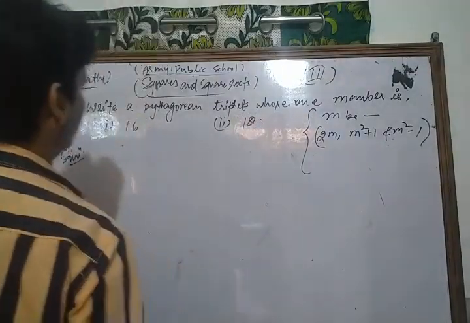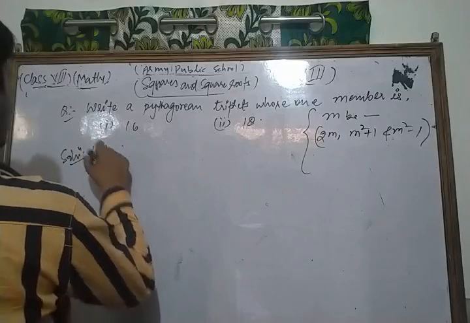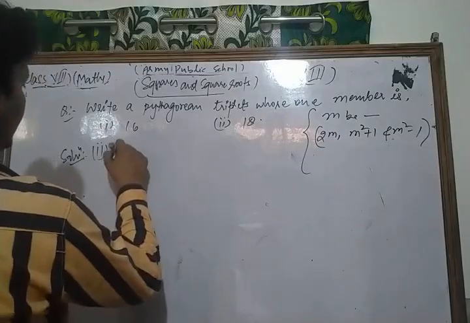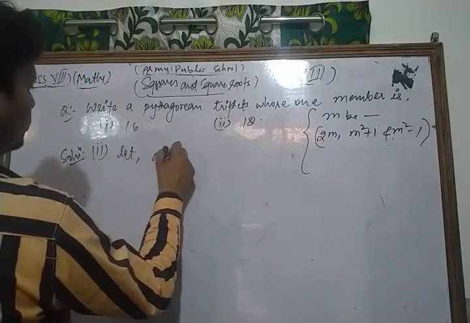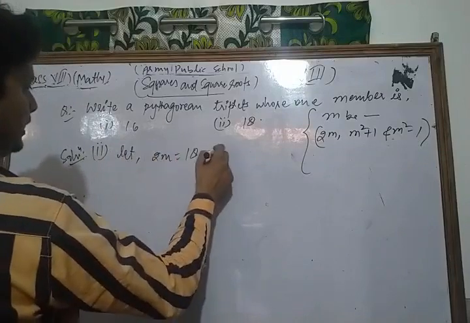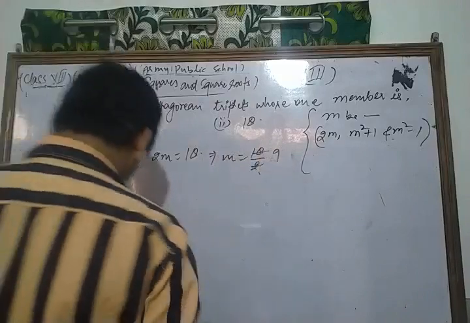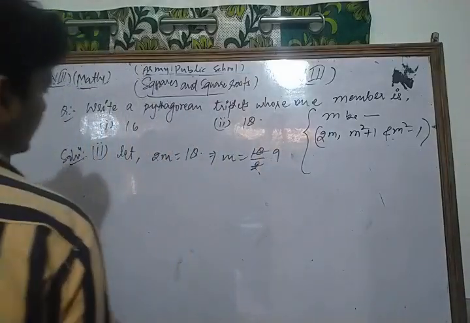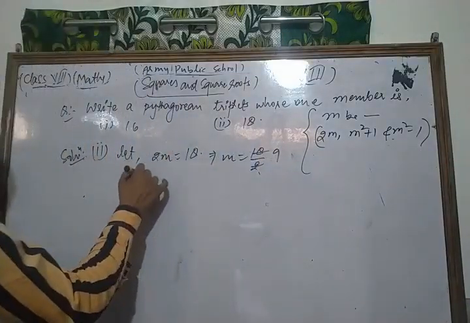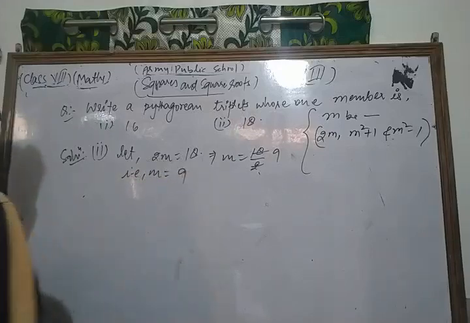Now we take and solve the second part of this question. Here let one member 2m be equal to 18, then the value of m is equal to 18 upon 2, 2 9s are 18, that is we get the value of m is 9.